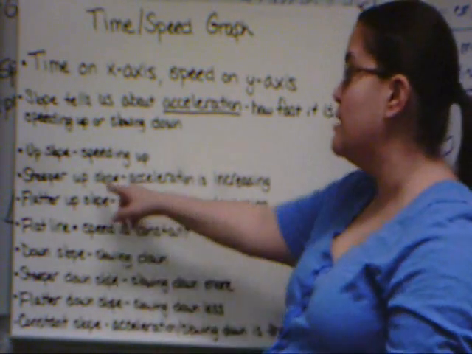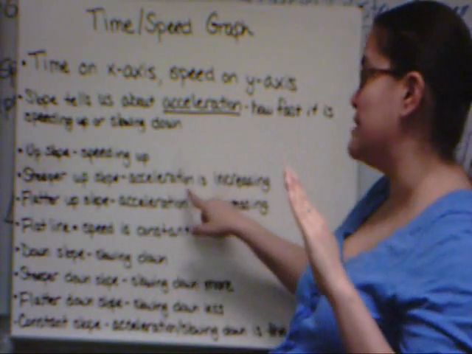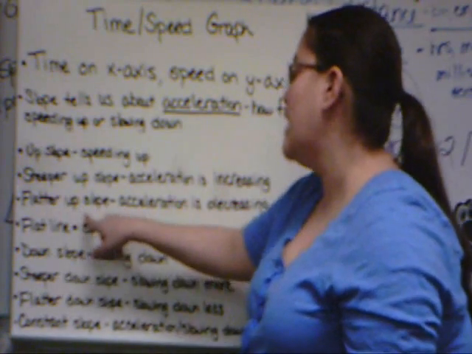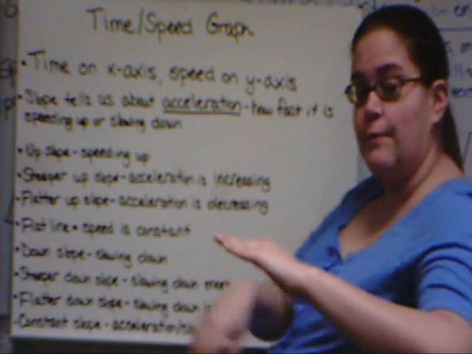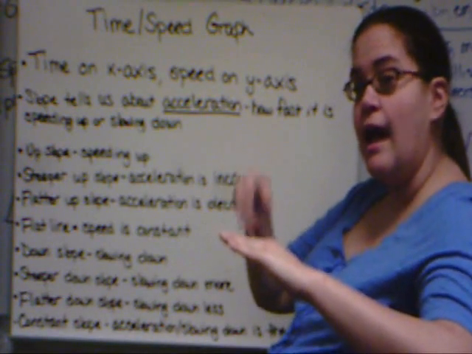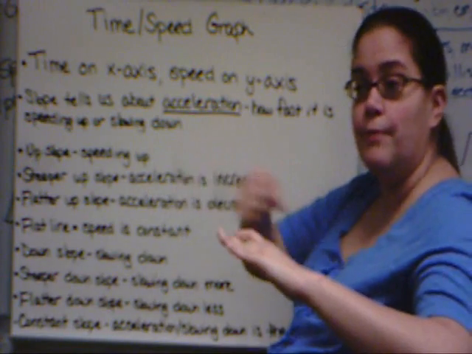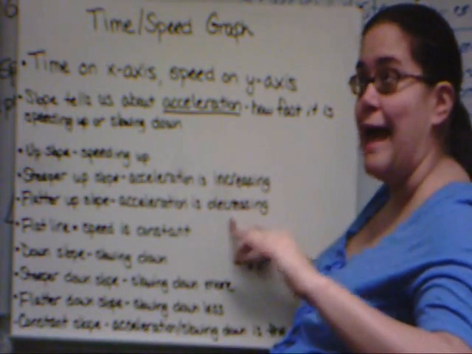So that would have a steeper upslope. It means my acceleration is increasing. I'm speeding up, okay? A flatter upslope means I'm still speeding up, but not as much. I may be going from 0 to 10 miles per hour, and then 10 to 25 miles per hour. Okay, I'm speeding up, but I'm not going from 0 to 60. Okay, I'm going faster, but not as fast, if that makes sense.